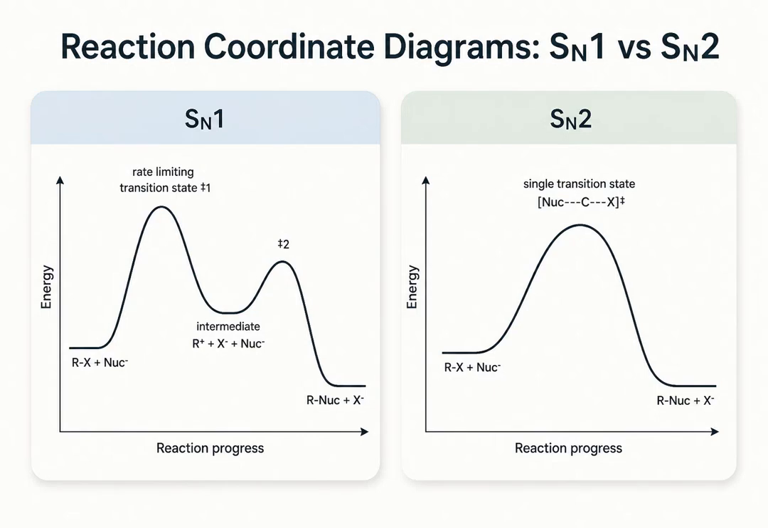We can clearly visualize the fundamental difference between these two substitution mechanisms by looking at their energy profiles. On the right, remember the SN2 reaction, it's a concerted one-step process with a single transition state, where bond breaking and bond making happen simultaneously. But look at the SN1 diagram on the left. It has two distinct transition states separated by an energy valley. That valley represents the carbocation intermediate. The first peak is much higher than the second, confirming that the initial ionization to form the carbocation requires the most activation energy and is indeed the rate-determining step.